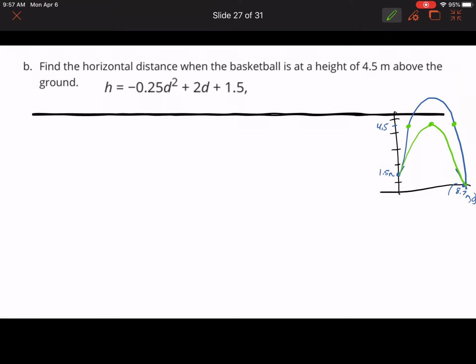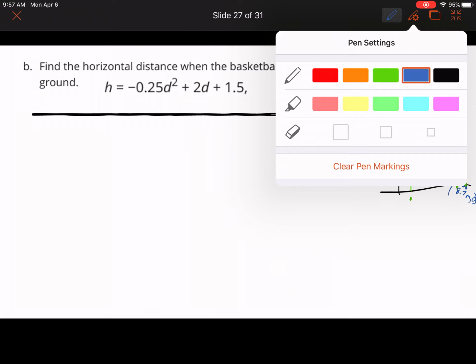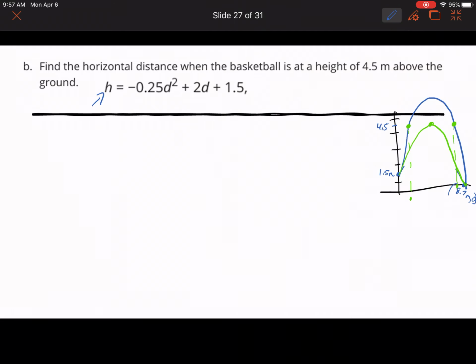Or maybe it looks like the blue line and we've got 2 points. We want to know how far horizontally it is when it is at 4.5 meters. So what is our x, or our d, when our height is 4.5 meters? So we need to put that into our h. So now we have 4.5 equals negative 0.25 d squared plus 2d plus 1.5.